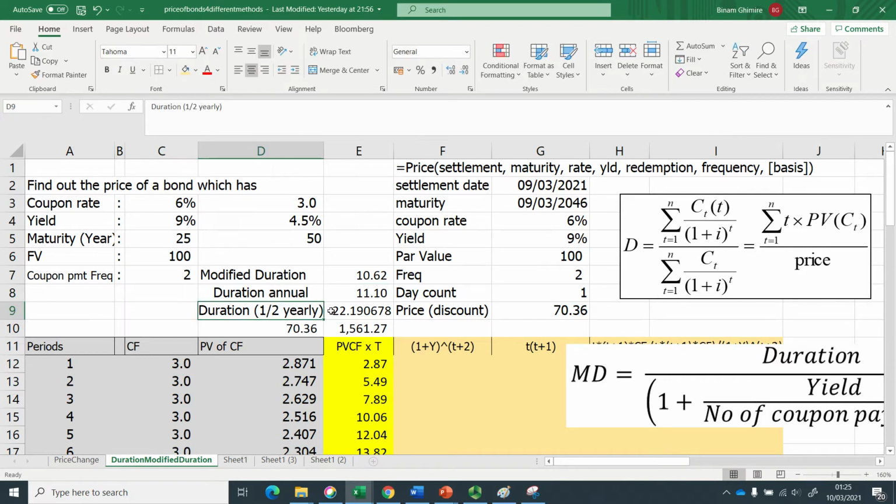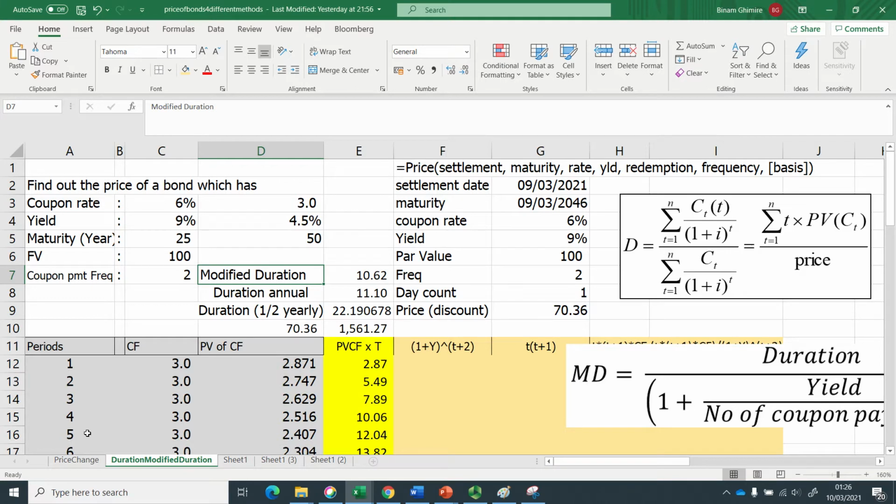Okay, so duration half yearly, duration annual. So 11.10 years is the duration. Now when it comes to modified duration, this concept is more important because it talks to us about bond price volatility, and this is what I'm going to talk about next.